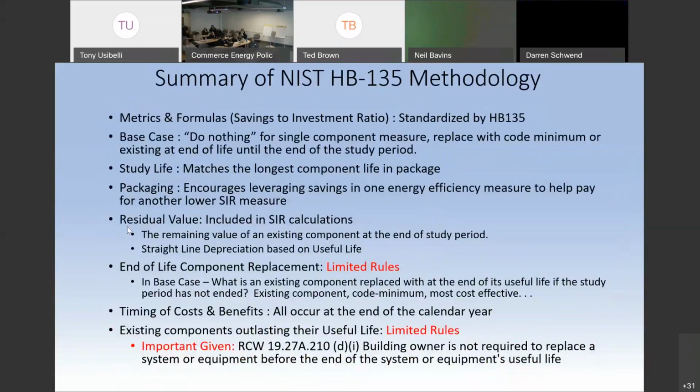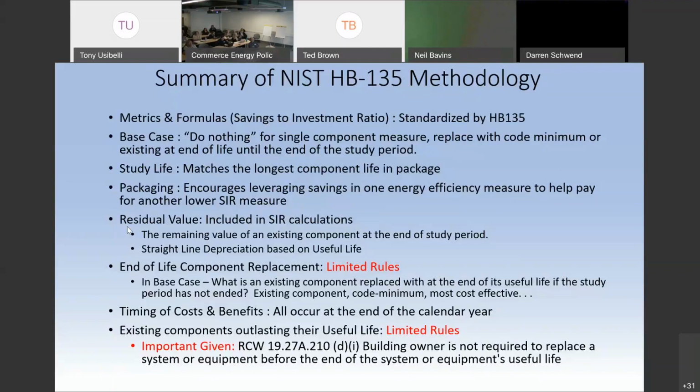We'll look at some of the things that are standardized by the NIST methodology. This is the boring stuff that it figures out for you. Obviously, all the metrics and formulas are standardized. This is how you calculate the savings to investment ratio. They talk about the base case, the study life, and how you package things together. They are very clear about the residual value calculations: you have to include the residual value. If you still have a useful life at the end of your study period, you linearly discount it to calculate what it is. They also look at end of life component replacement, but with fairly limited rules.